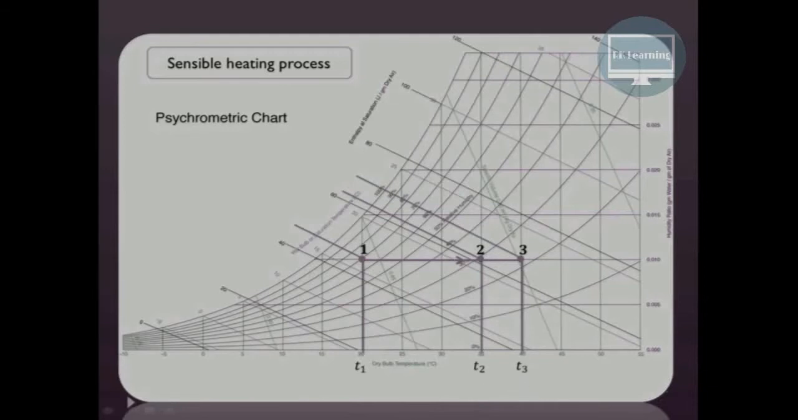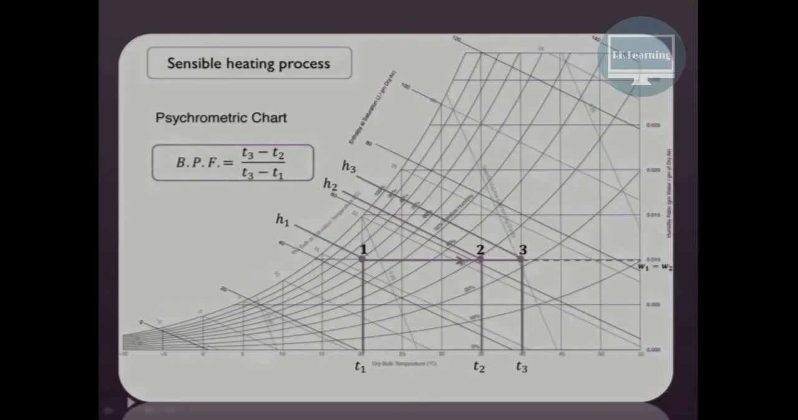So this is T1, T2 and T3. These are the dry bulb temperatures at points 1, 2 and 3. H1, H2 and H3 are the corresponding values of specific enthalpy of moist air. And as we have seen earlier, the specific humidity doesn't change, and therefore it is known as a sensible heating process.